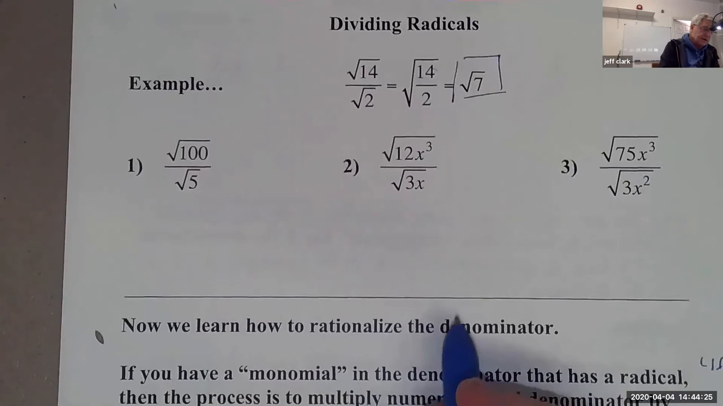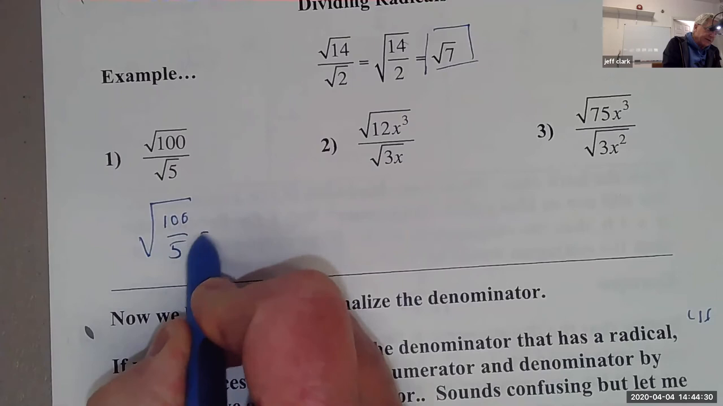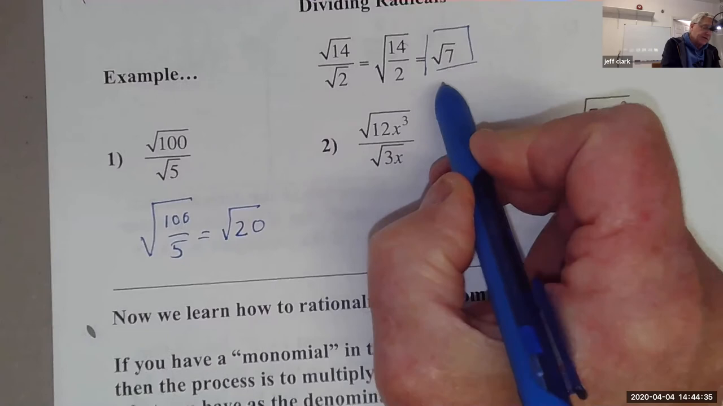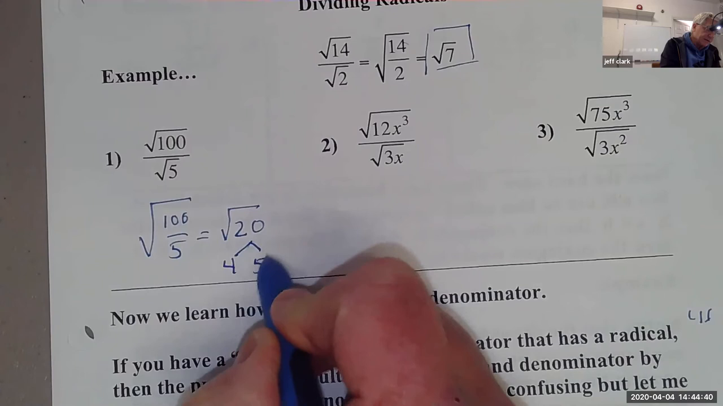This one here might look like a square root. Okay, 100 divided by 5, which is the square root of 20. Now, square root of 7, you can't do anything with 7, but 20, you can go farther. Remember that? 20 is a 4 and a 5? So this one, you can go farther and make it 2 root 5. That's the best looking answer.